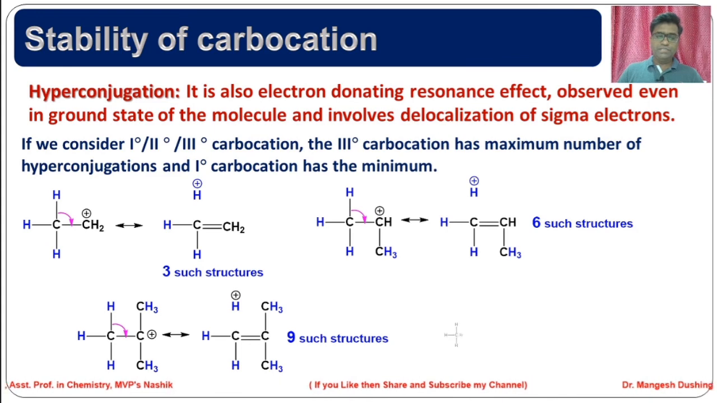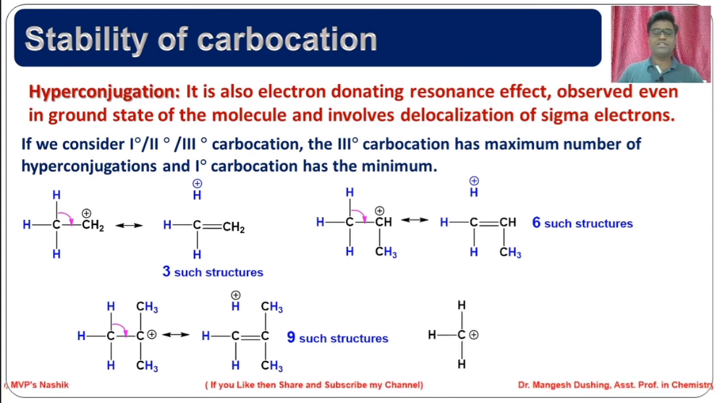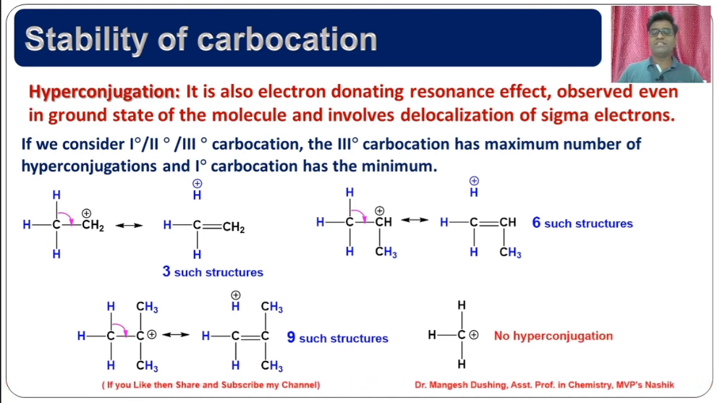While in the methyl carbocation, there is no alpha carbon, no alpha hydrogens, and no hyperconjugation. So the methyl carbocation is the least stable because there are no hyperconjugation effects.